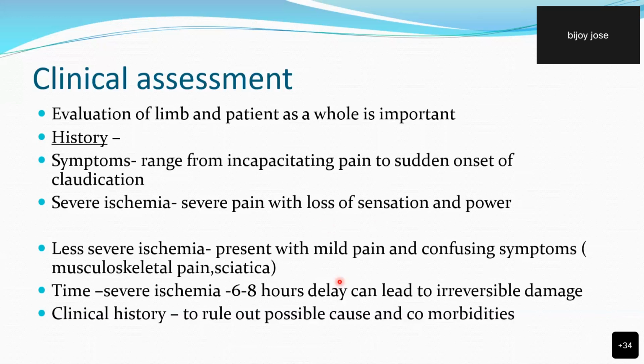Clinical history is very important to rule out the possible cause and comorbidity. So if the patient gives a history of any coronary event in the past, then we can think that the clot might have come from the heart. And in the patient we have to take the history of any underlying cerebrovascular disease, chronic kidney disease, diabetes mellitus. All this we have to consider when we plan the patient for any definitive management.